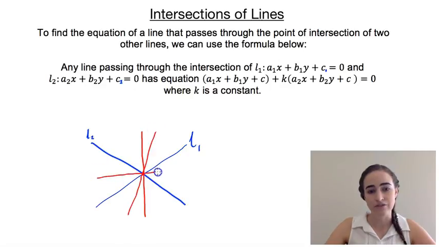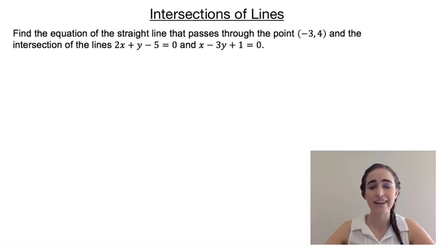So there's just a few examples. Any line that passes through there is going to have this equation. So it's going to be the equation of the first line plus k times the equation of the second line is equal to 0. And that k is a constant term, so that's a number. So let's have a look at an example.